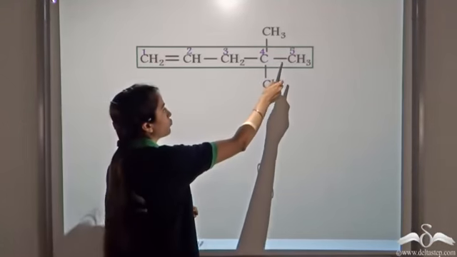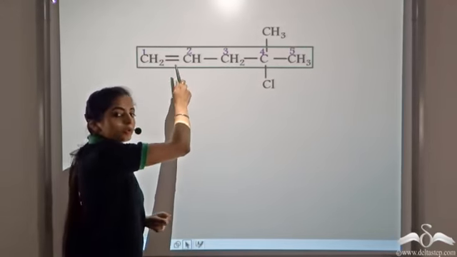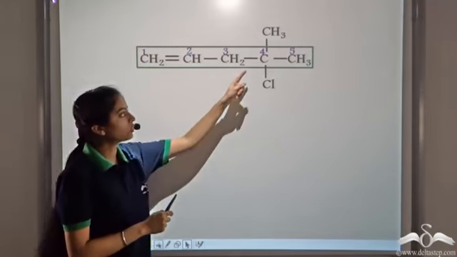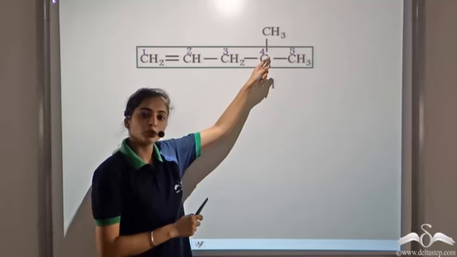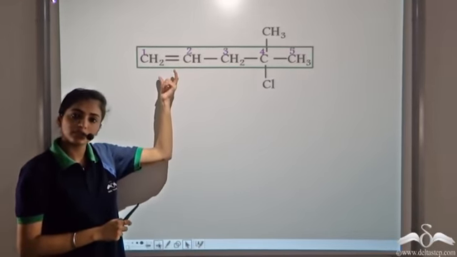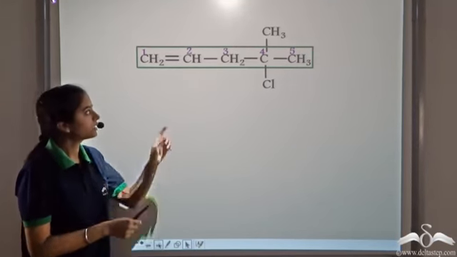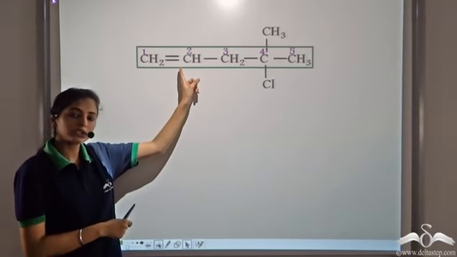If we start the numbering from right, we get 1, 2, 3, 4. The double bond gets the number 4, and also the substituents get the number 2. But since the double bond gets a higher priority, since it's a functional group, we try to give the lowest number to the functional group. So we start the numbering from the left hand side.